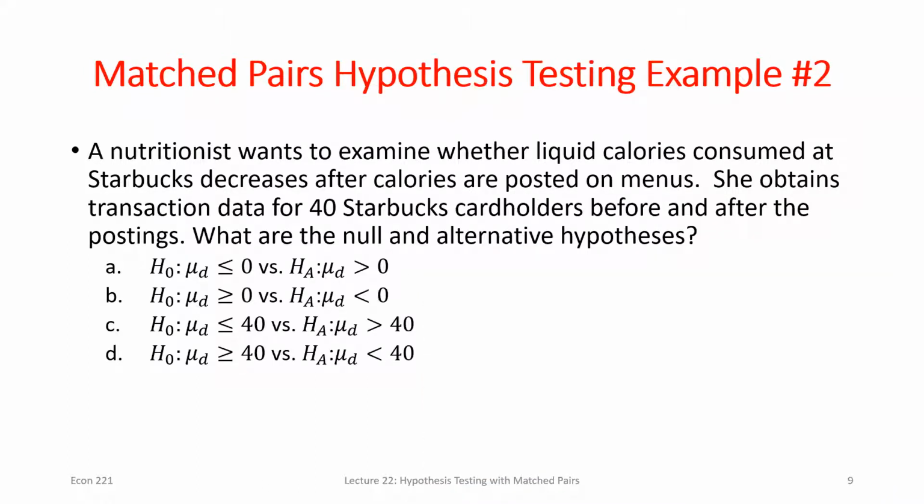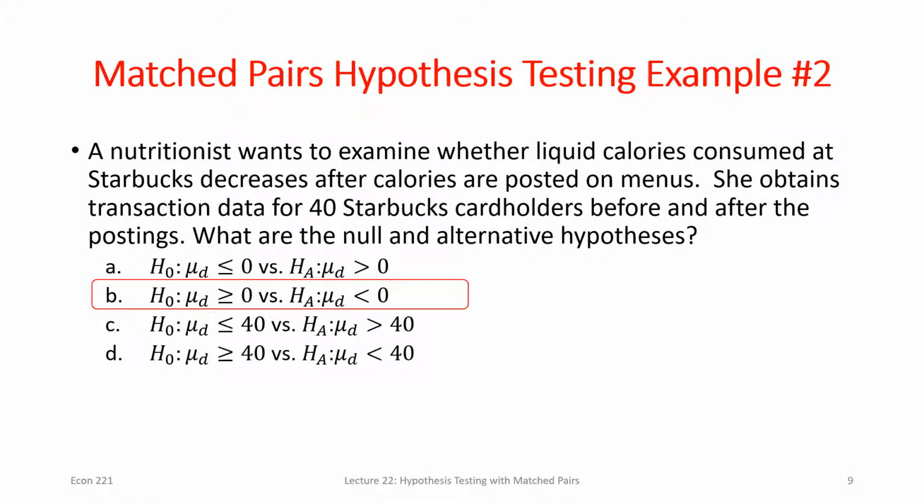Okay, so we'll keep running with this example and think about if I'm looking at calorie consumption, right? And I might want to test for whether or not after they posted calories on the menu, did it decrease? So that's what I want to test for. So I want to see if the average calorie consumption has decreased or if that difference is less than 0, right? If they've decreased, then the change would be negative. So that's my alternative hypothesis. The opposite would be what I assume is true, which is that it's greater than or equal to 0. Okay?